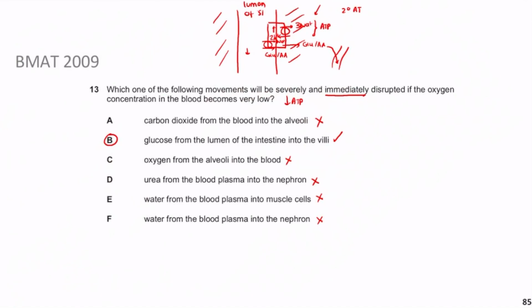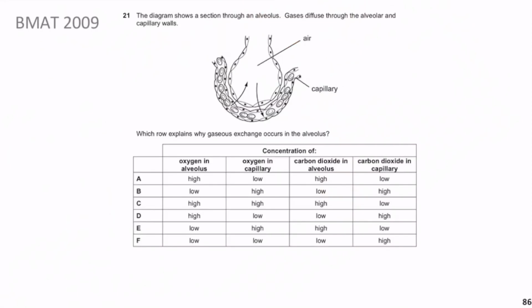Okay, guys, so welcome back. So previously, we were looking at BMAT 2009, question 13, looking at this question about what would be affected if oxygen supply is limited. Hopefully, guys, you're able to work out that B was the correct answer. If not, hopefully my explanation helped a lot. But now, guys, we move on to the next question.